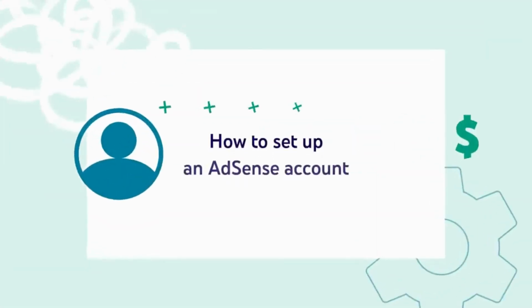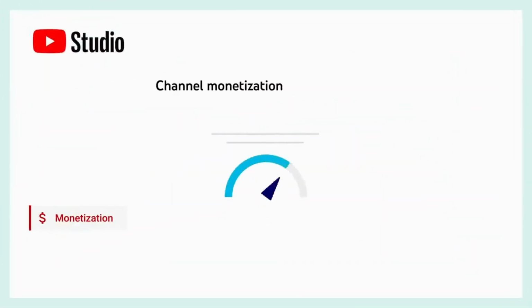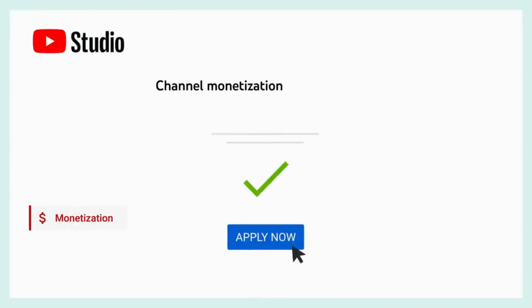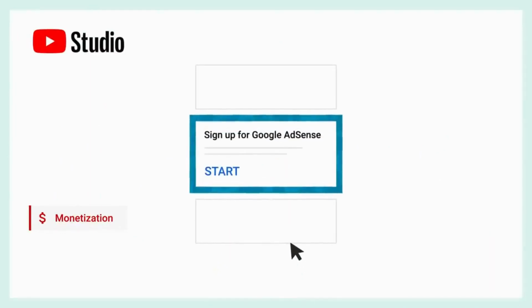Now let's walk through how to set up an AdSense account. Once you're eligible to apply for the YouTube Partner Program, we'll prompt you to create and connect an AdSense account as a step in the application process. Note that if you're not yet eligible to apply for the YouTube Partner Program, we recommend holding off on creating an AdSense account until you are eligible.